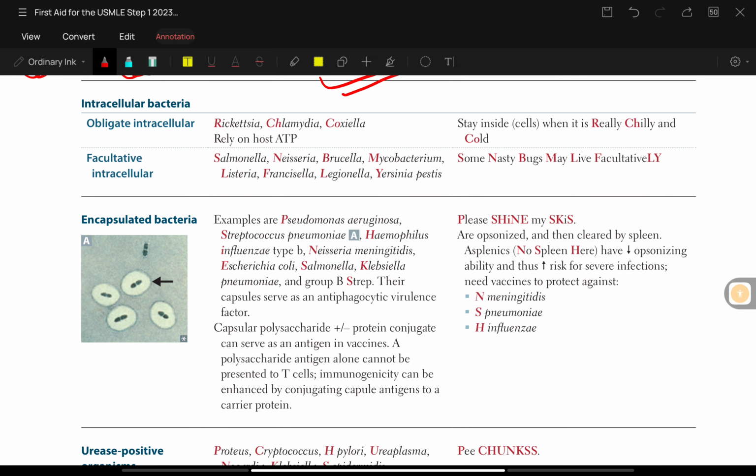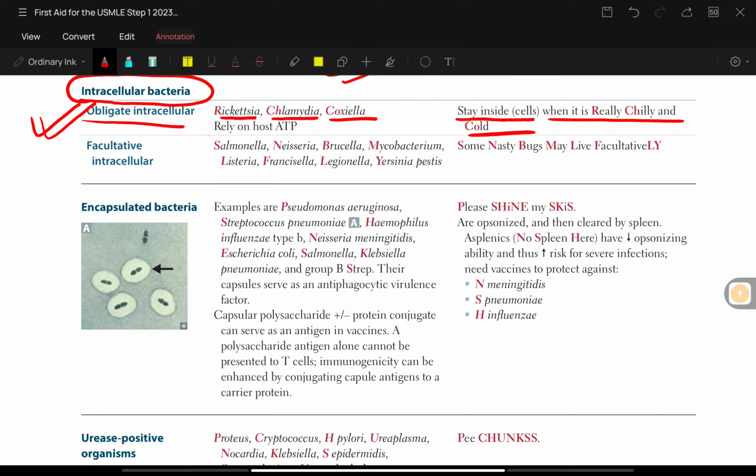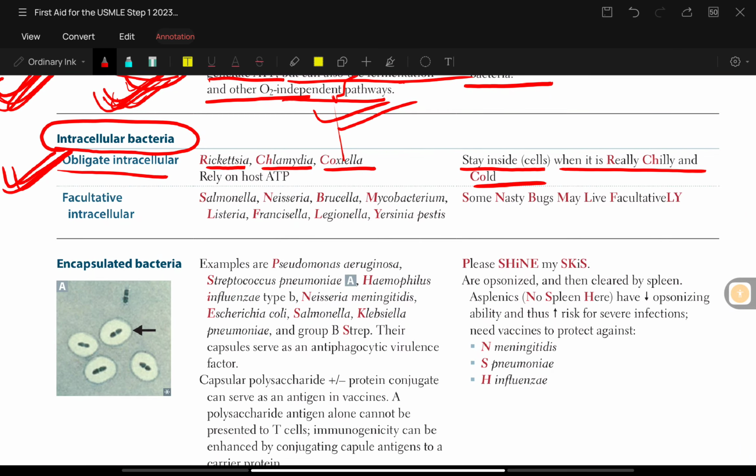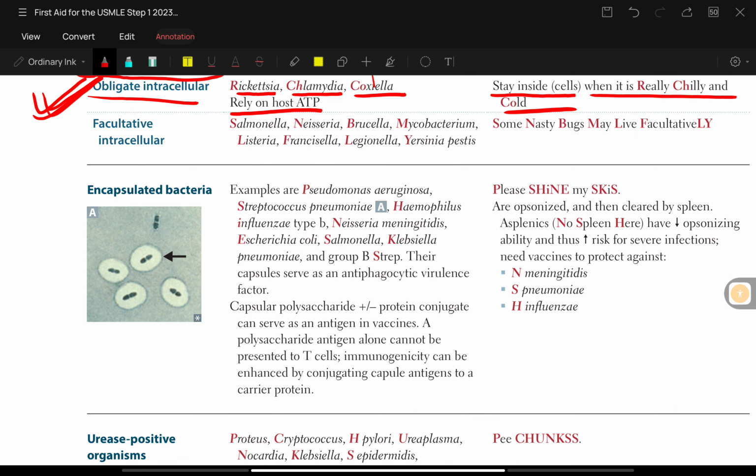Now talking about the intracellular bacteria, we came to know about obligate intracellular bacteria. Examples are Rickettsia, Chlamydia, and Coxiella. They stay inside cells when it's really chilly and cold. They rely on host ATP.